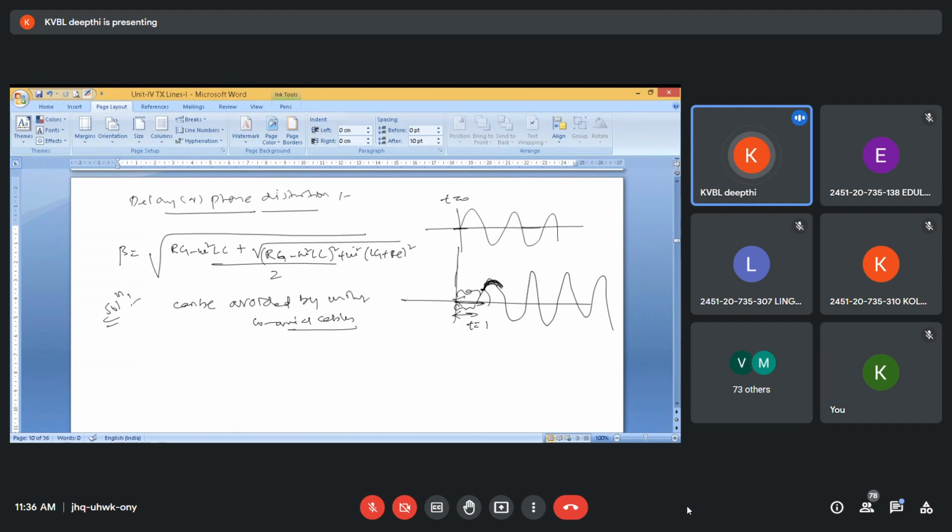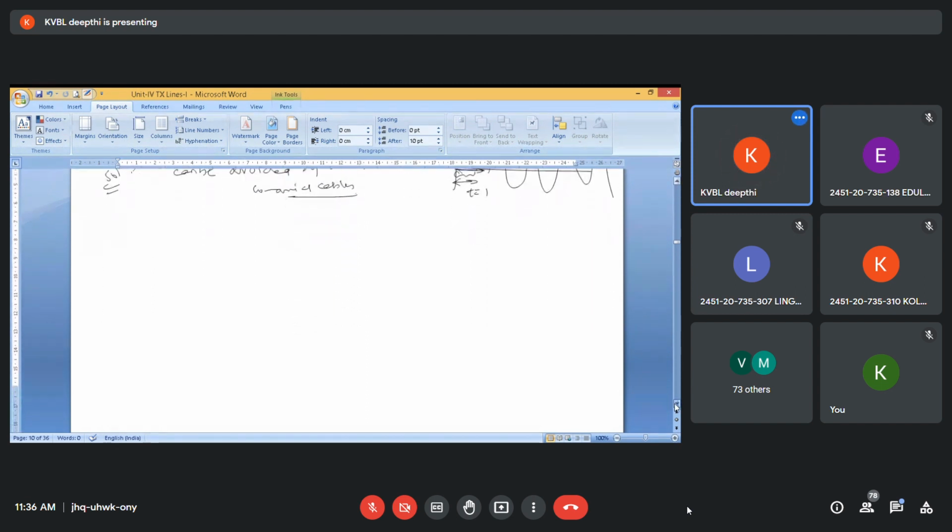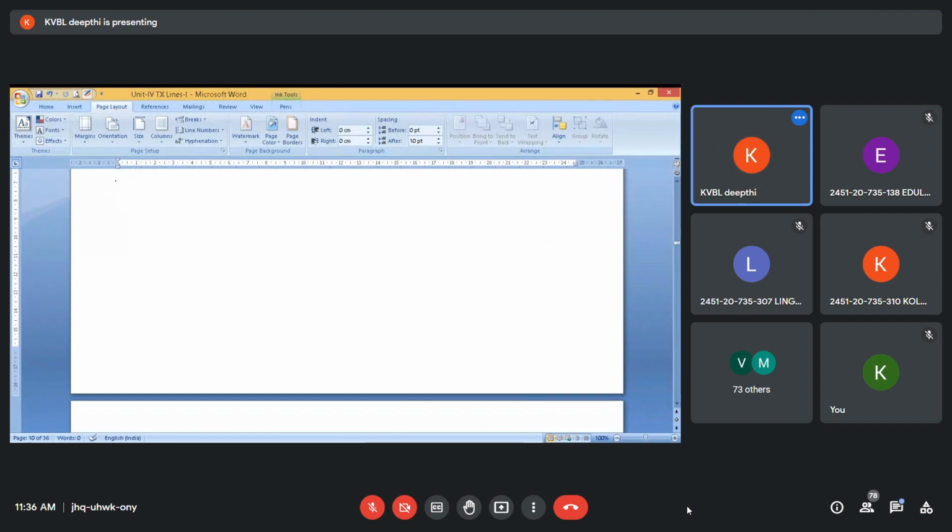Now let us derive the equation for the distortionless line. It's all important, no? So the derivation for the distortionless line is important for 7 marks questions. So now let us start with this. Condition for distortionless line, important for 7 marks question. Okay.